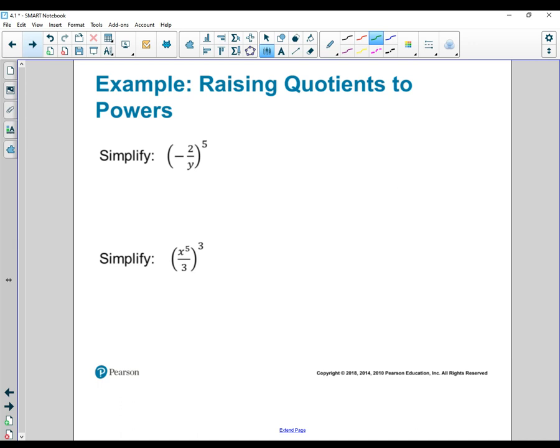So simplify negative 2 over y to the fifth. That's going to be negative 2 to the fifth all over y to the fifth. Right. Negative 2 to the fifth, we're going to get negative, I think that's 32. Right. 2 times 2 is 4, times 2 is 8, times 2 is 16, times 2 is 32. Yep.